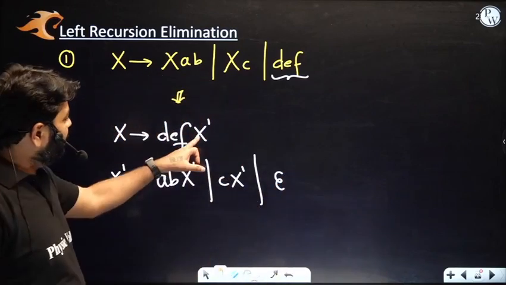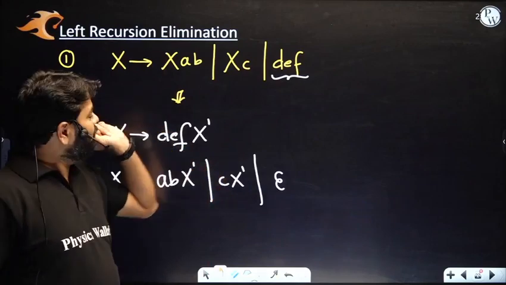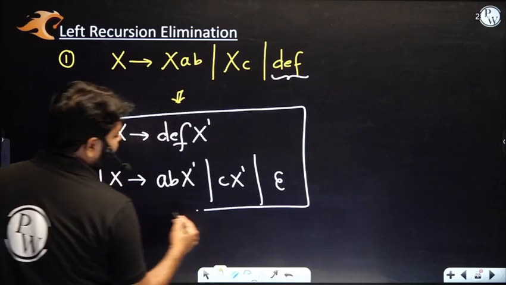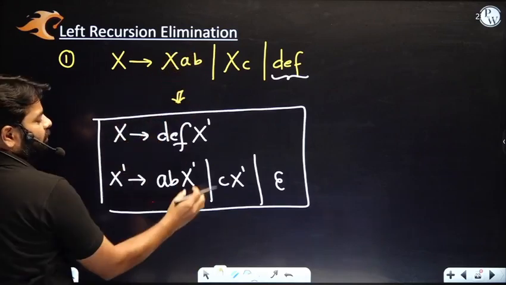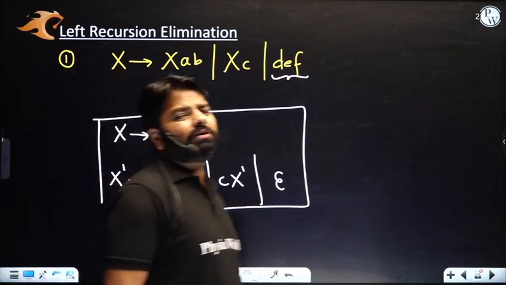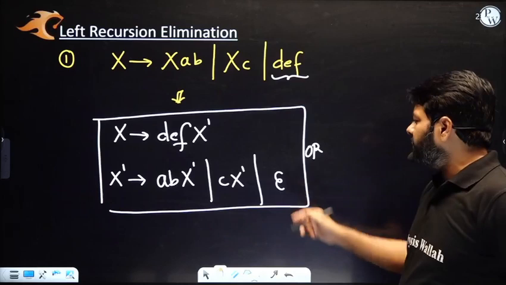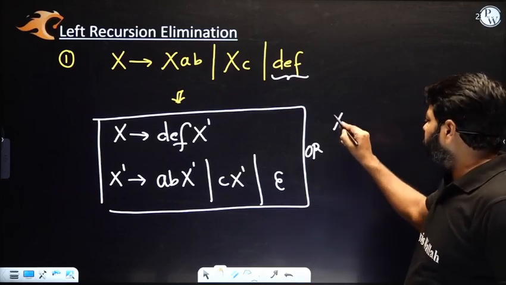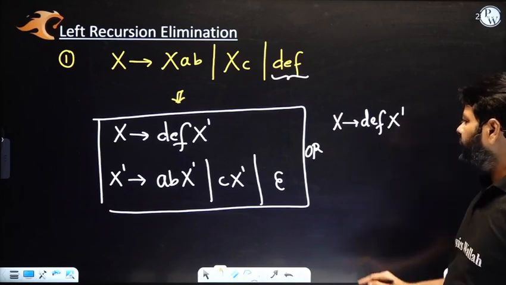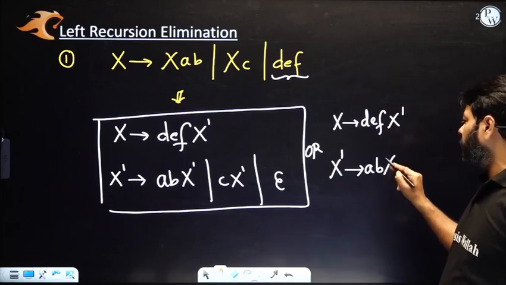That means when you put epsilon you will get def. See that X can derive def. Clear? So this is going to be a non-left-recursive grammar. So we had a left recursion, now we don't have a left recursion. Right. If you don't want epsilon, you need to do one small thing. What is that? Just eliminate this epsilon. How do you eliminate? X derives def X', and write our entire grammar as it is except epsilon.